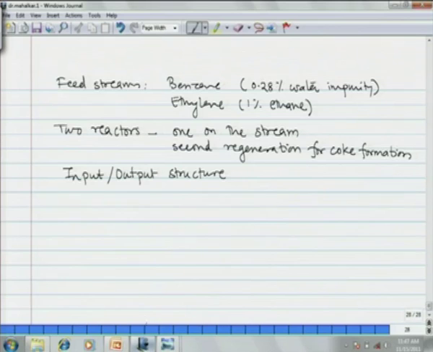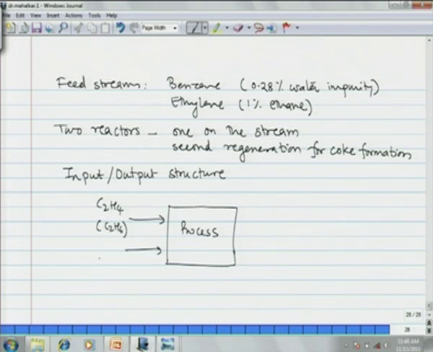So, for this process, there are 2 feed streams. First, ethylene with impurity of ethane and benzene with impurity of water. The outcoming streams are the main product ethylbenzene, the side product triethylbenzene, which is further used as a fuel in the process, and water.